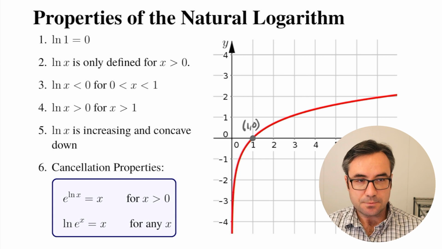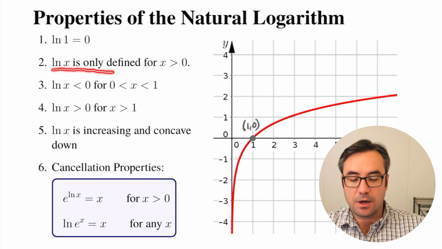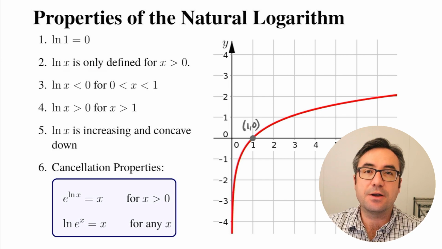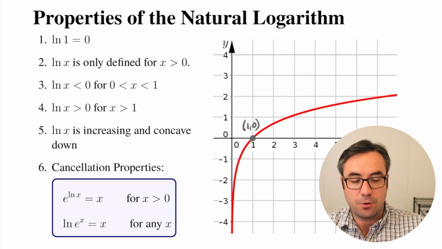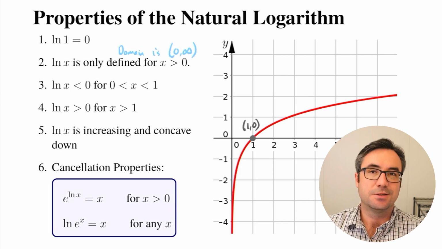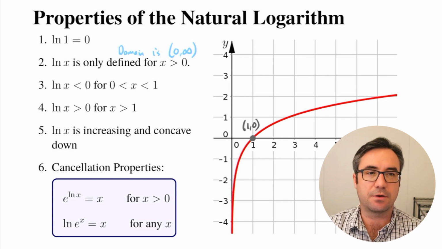All right, well, what else do we know? We know that our natural log function is only defined when x is greater than 0. So this tells us that the domain of our function is the interval from 0 to infinity. We can't plug negative numbers in. We can't even plug 0 into the natural log function.